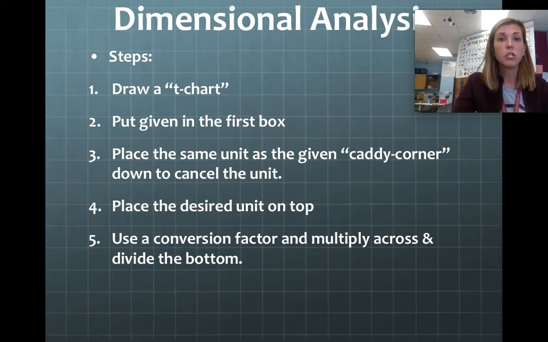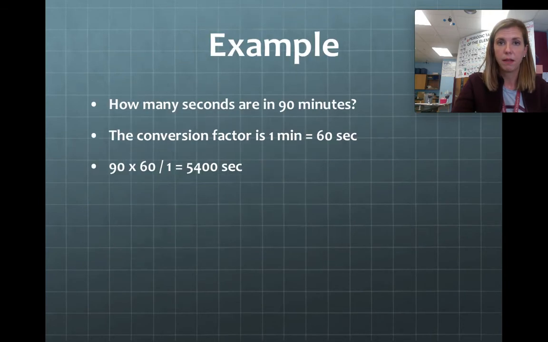Okay, so we're going to start with drawing a T-chart. We're going to place the given unit in the first box. We're going to place the same unit catty-corner down. This allows us, when we divide, to cancel out that unit. Then we'll put our desired unit on top, followed by our conversion factors, and every T-chart works the same. We're going to multiply across the top and divide by the bottom. So our first example is how many seconds are in 90 minutes.